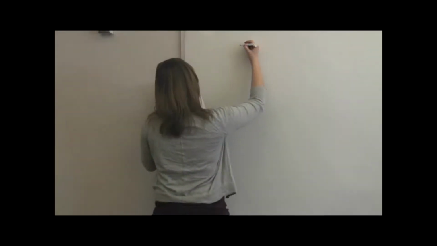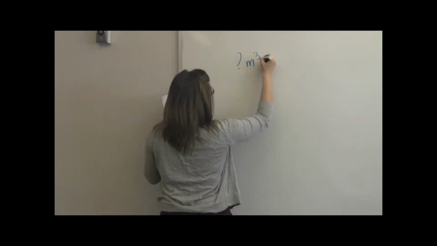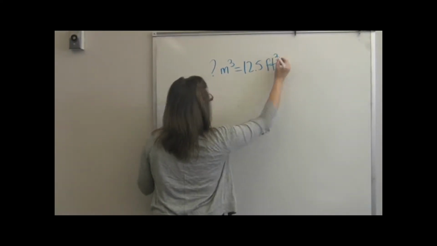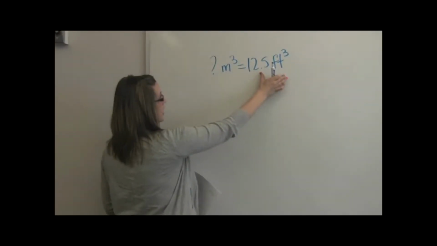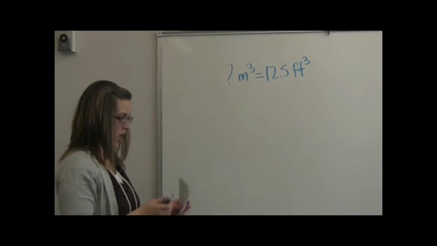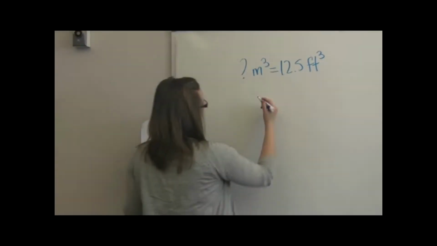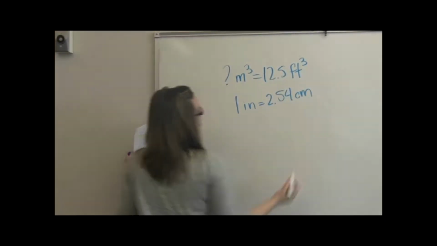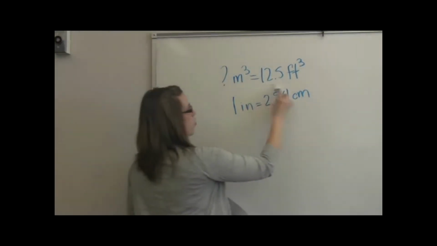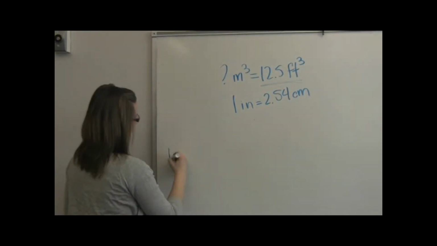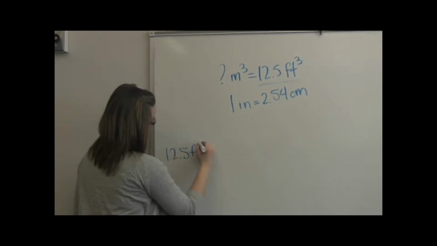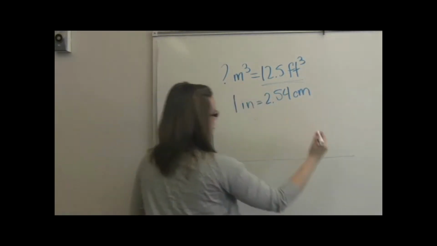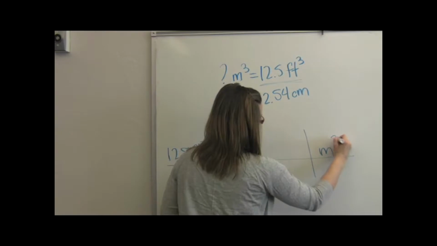Like we've mapped out before, we want to know how many meters cubed are in 12.5 feet cubed. So we're starting with our feet and we end with our meters. The conversion factor that we have is that 1 inch equals 2.54 centimeters. As we've talked about before, we want to start off with what we're given. We're given the feet cubed, so we start with 12.5 feet cubed, and we want to end with meters cubed, so we want meters cubed on the top.